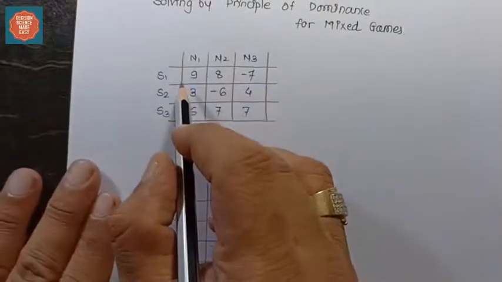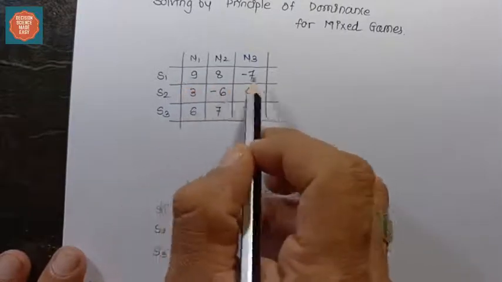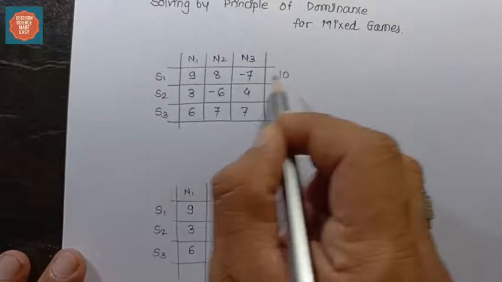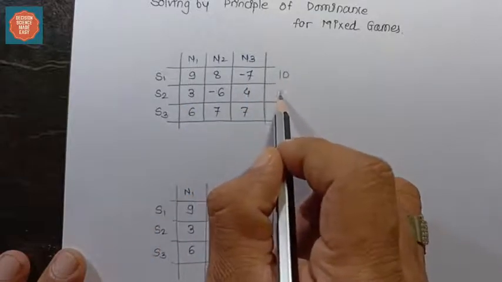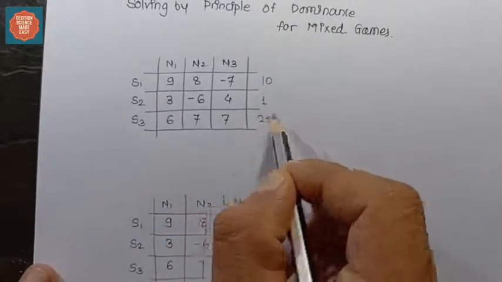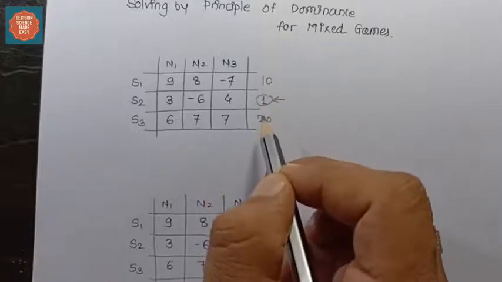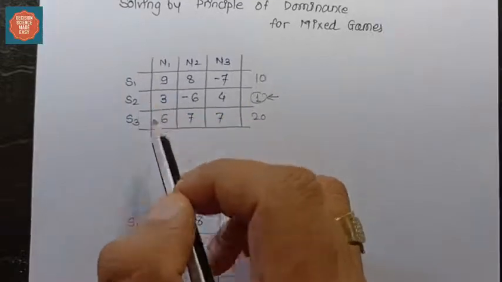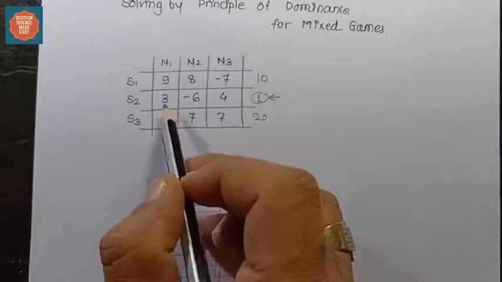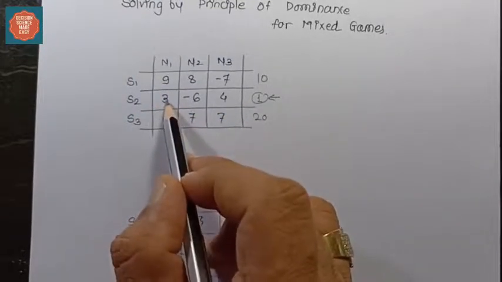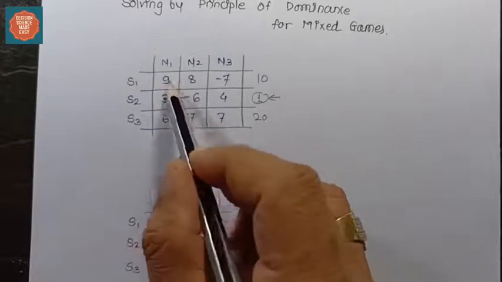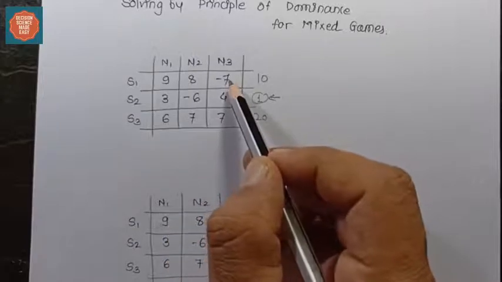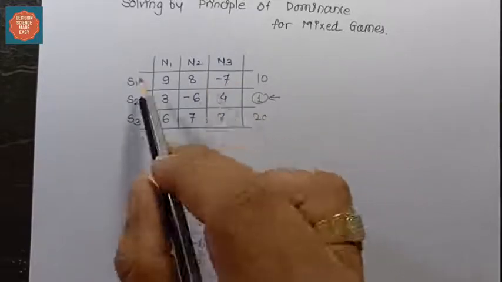My shortcut is again there. I'm going to sum up all the elements here. 9 plus 8 plus minus 7 is nothing but 10. This is nothing but 1. This is nothing but going to 20. So I'm going to first start with this row. All the elements I'm going to compare with the respective row elements. So I can find that obviously 9 is greater than 3, 8 is greater than minus 6, and minus 7 is not greater than 4. So it is not possible.